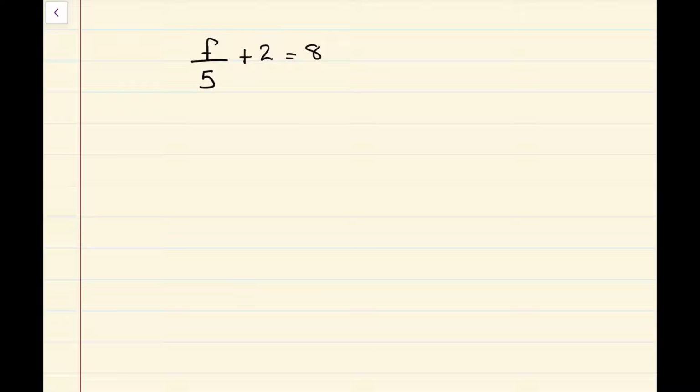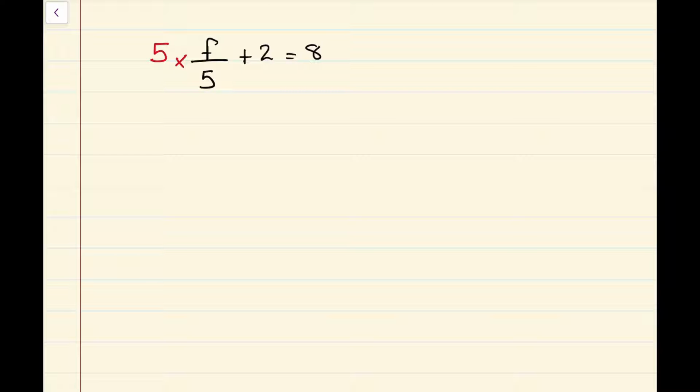So the first thing we would want to do is remove the 5, like I mentioned. To do that, we would have to perform the opposite operation. Right now, the 5 is dividing the f, and the opposite operation would be multiplication. So we would have to multiply this fraction by 5.